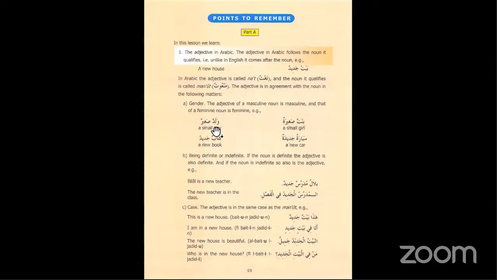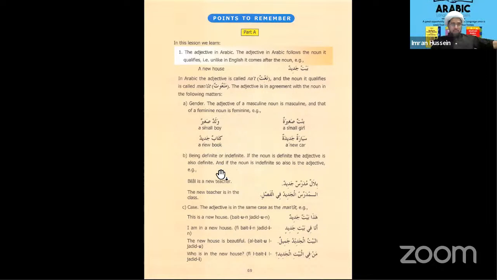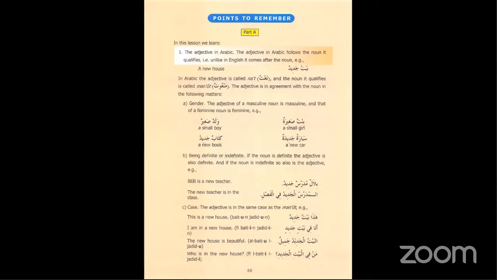ولد صغير, a small boy. سيارة جديدة, a new car. كتاب جديد, a new book. Excellent. Okay, so I can see that this gender is following on. So whatever, if that's a feminine noun, then the following will be feminine. So yeah, I get this.